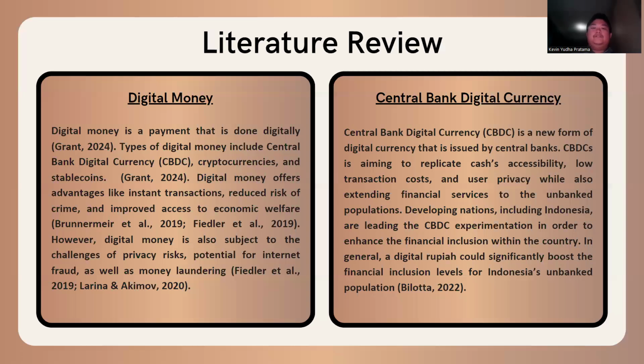Now, we will talk about the literature review, with the first point being digital money. Digital money is a payment that is done digitally, and the types of digital money include central bank digital currency, cryptocurrencies, and stablecoin. Digital money offers advantages like instant transaction, reduced risk of crime, and improved access to economic welfare. However, digital money is also subject to challenges of privacy risk, potential for internet fraud, as well as money laundering.